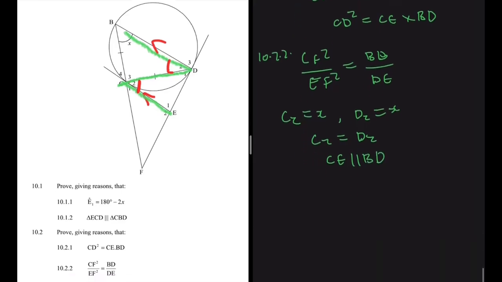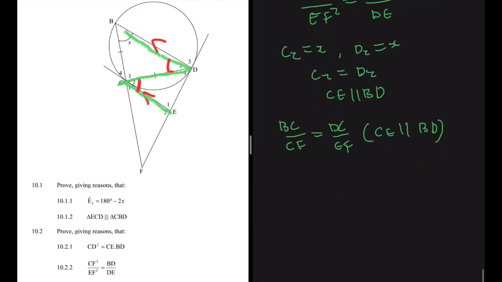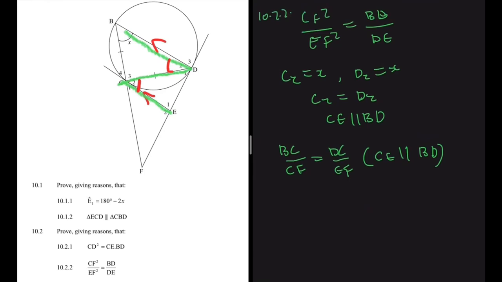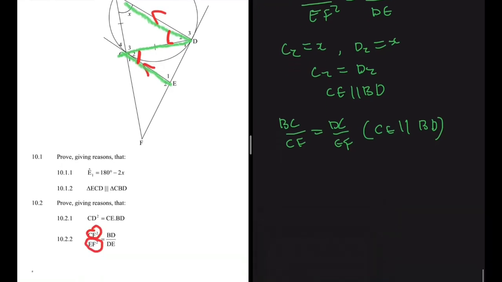Now, since we have proved that, we can see that BC divided by CF is equal to DE divided by EF. We can play around with things like this once we have proved that CE is parallel to BD, but that's not where we're going. That's not what the question is asking us. We have to look at CF and EF. We are guided by the question. So let's say CF divided by EF and see where that can take us.